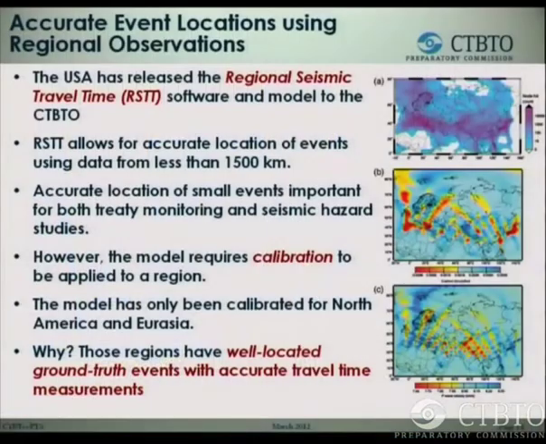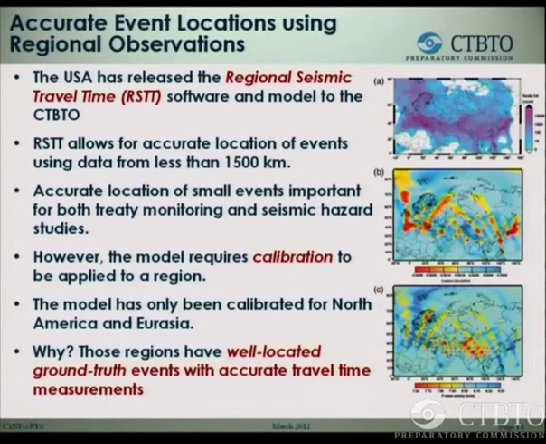As a recent example of contributed technology, the USA has released the Regional Seismic Travel Time, or RSTT, software and modeling framework that has resulted from a multi-year research program carried out in the USA. A fundamental problem in seismology is the accurate location of seismic events, and the PTS requires an accurate location to constrain an area for an OSI, on-site inspection. The member states, in their day-to-day working, the working seismologists use seismic event locations to identify potential seismic hazards in order to mitigate seismic risk.